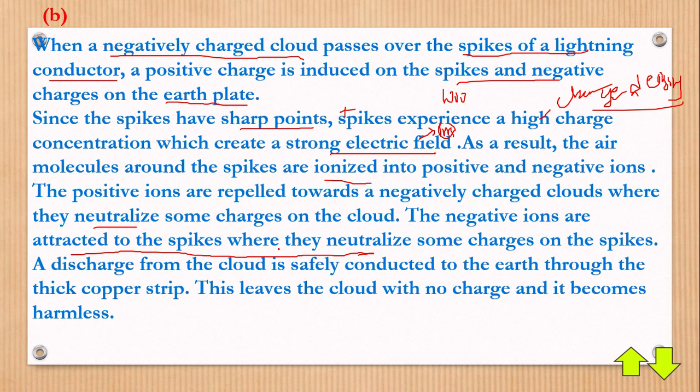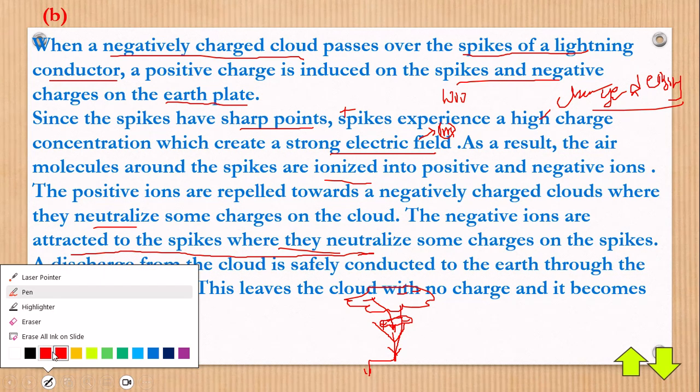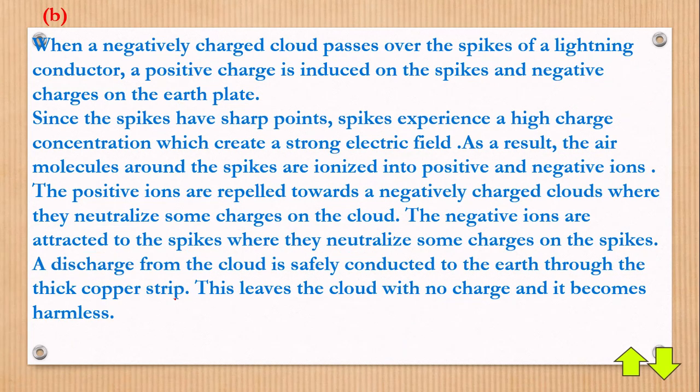Now maybe I want to explain this point here, where if, say for example, we have our cloud like this and it has negative charges, if it so happens that after ionization some charges remain, remember here I have positives, these positives are going to attract the negatives to them like this. Now once the negatives come, some of the negatives can neutralize the positives on the spikes. If the negatives are still very many, then they will flow via the copper plate down to the earth. That's what I mean here. I hope that will make some sense.